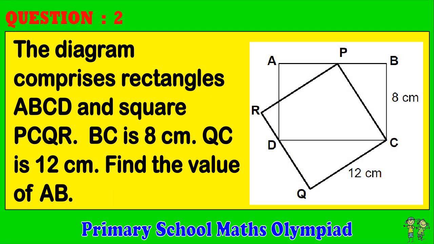Question 2. The diagram comprises rectangles A, B, C, D and square PCQR. BC is 8 centimeters, QC is 12 centimeters. Find the value of AB.